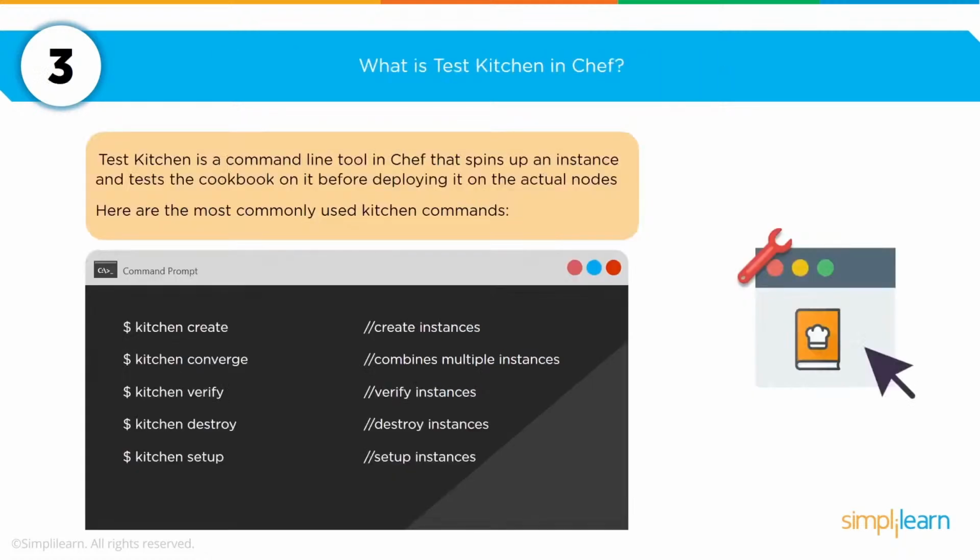So Chef comes with a series of tools that allow it to function effectively. And one of the tools that you're going to be asked about is, what is Test Kitchen? Test Kitchen is essentially a command line tool that allows you to test out your cookbook before you actually deploy it to a real node. Some of the commands that you would use are, for instance, if you want to create an instance of Test Kitchen, you would do kitchen create. If you want to destroy an instance after you created it, you do kitchen destroy. And if you want to combine multiple instances, you would do kitchen converge.